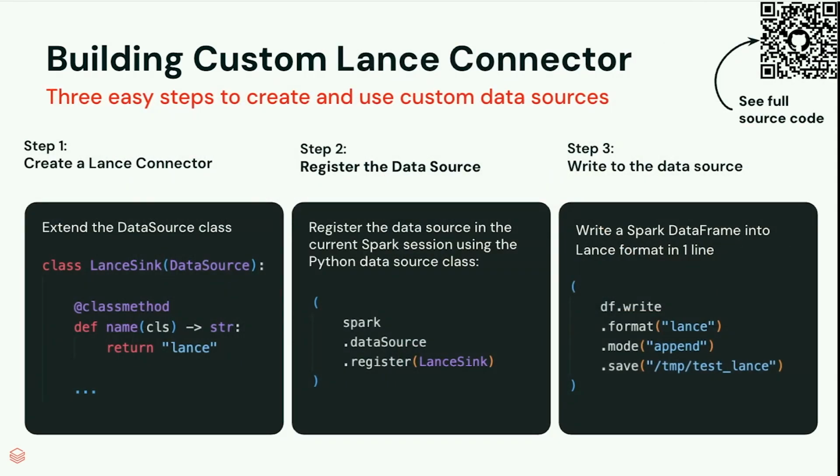There are three main steps for you to develop a connector for LensDB. First of all, you extend the data source class, and you can give it a descriptive name like Lens. Then once you build your data source, you can register it into the current Spark session, and then use your data source by leveraging Spark's data frame API.